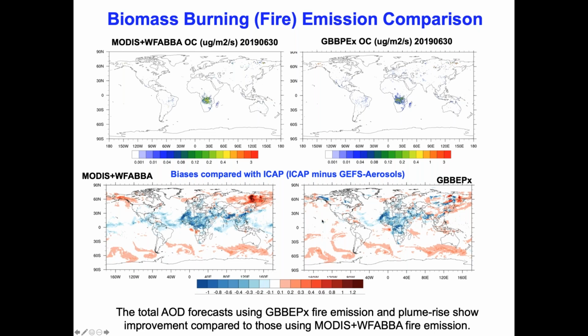However, from the prediction of AOD, looking at biases with respect to the ICAP reanalysis, we can see that using the GBBEPx emission with FRP and plume rise is much better than the one using the MODIS emission. The higher positive bias has been decreased here, and some lower bias has also been improved over South Asia. That is why we finally use the GBBEPx emission now in the operation.